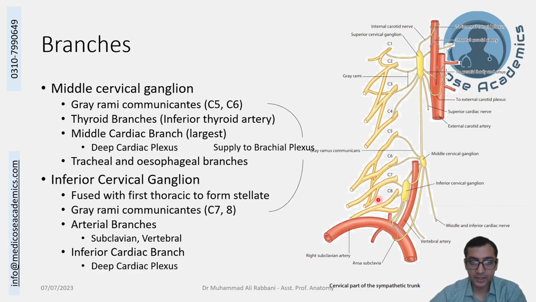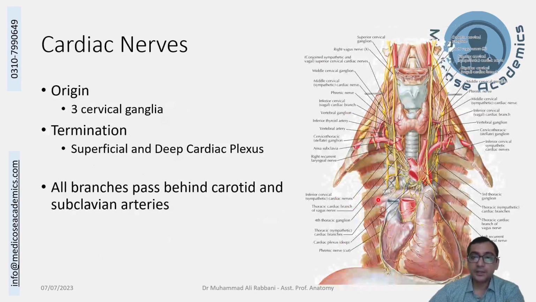You may get it by now that the middle and inferior cervical ganglia are supplying C5, C6, C7, C8, and if joined with the first thoracic T1, they are supplying the brachial plexus. Cardiac nerves are three in number. They go to the superficial and deep cardiac plexus, and this cardiac plexus is present right here under the arch of aorta, in front and to the right of the ligamentum arteriosum, in front of the pulmonary arteries.